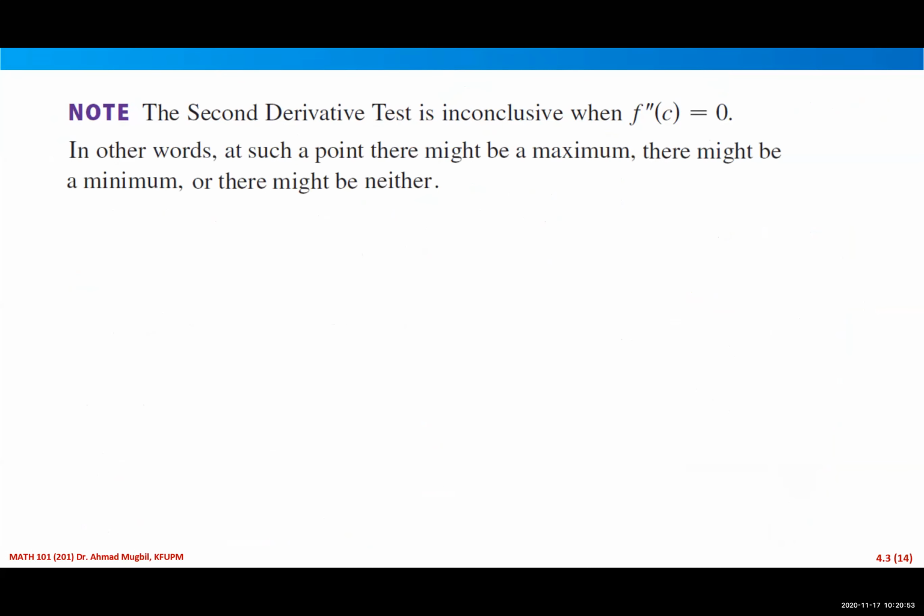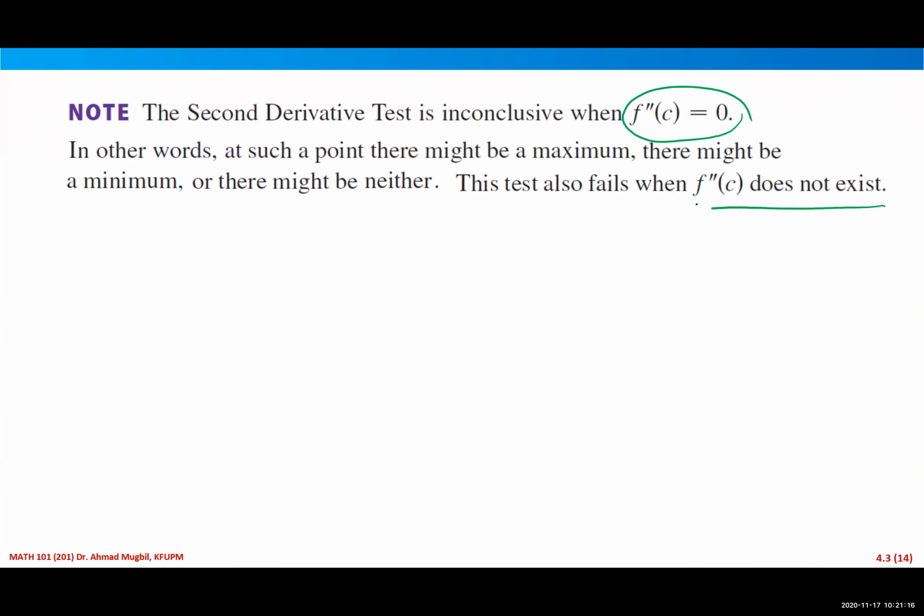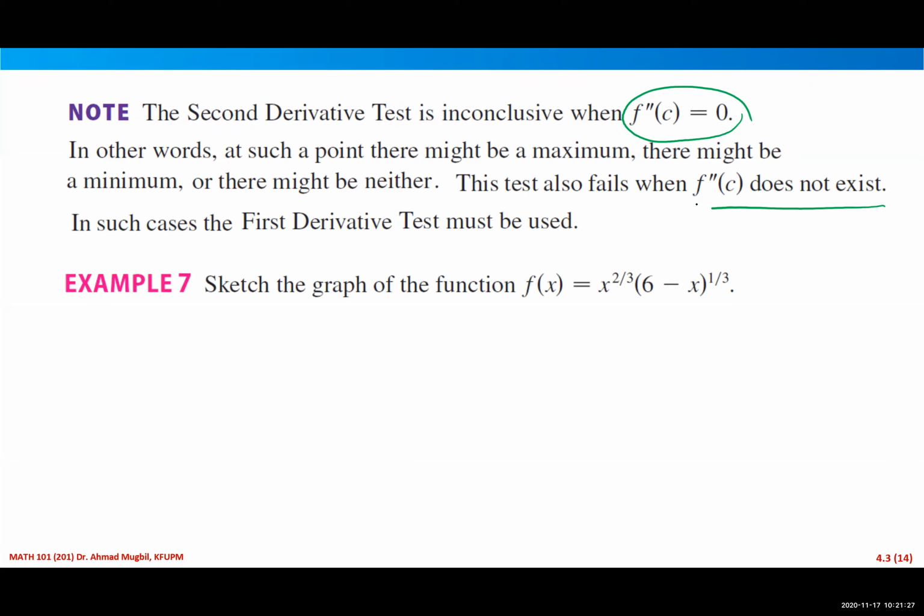Excellent. Now, as I mentioned before, the second derivative test is sometimes inconclusive when the second derivative is zero. In other words, at such a point there might be a maximum, a minimum, or neither. The test also fails when the second derivative at c does not exist. So it fails in two cases. In that case, we should go back to the first derivative test. Another example, we have here a very interesting type of function.